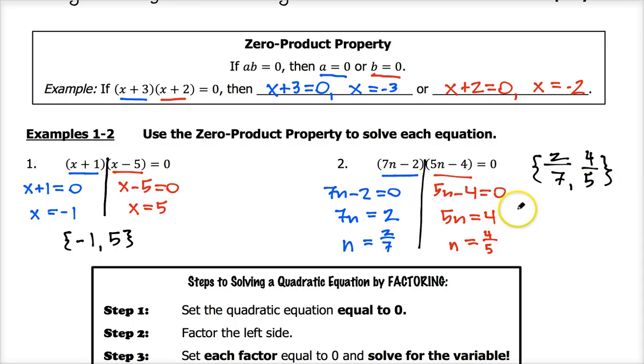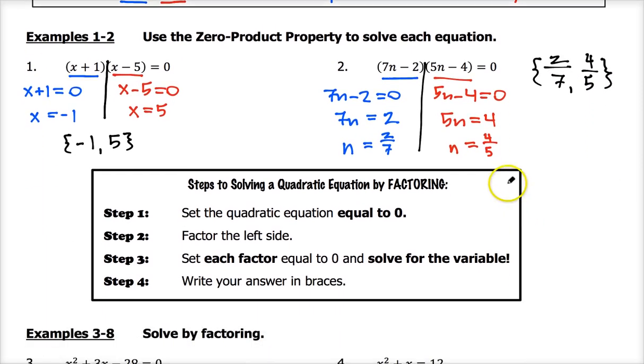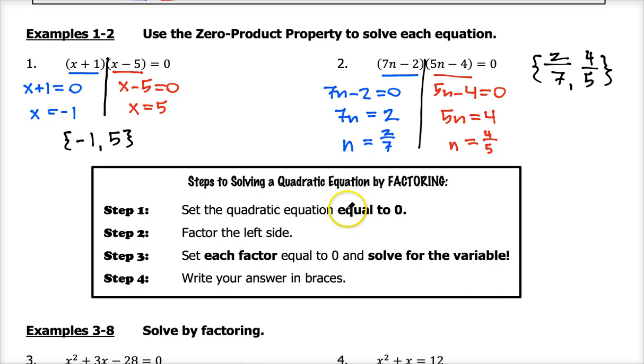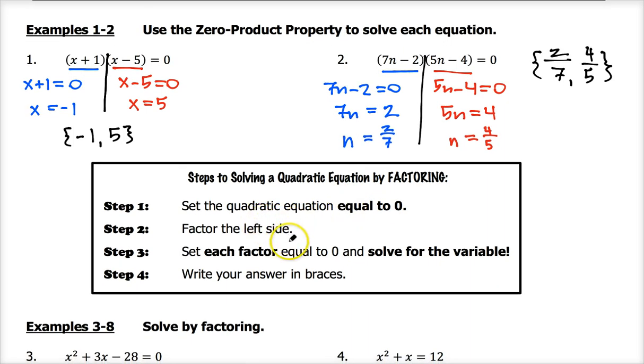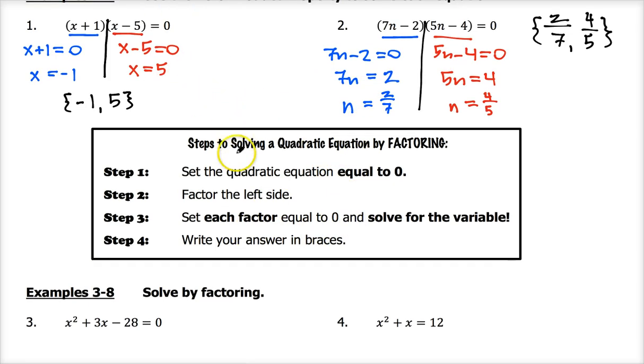So now let's apply those to actual equations that look more like the quadratics we've been working with. Here are the steps to solving a quadratic equation by factoring. Our first step is always going to be setting the equation equal to 0. Step 2 is going to be factoring the left side. Step 3 will set each factor equal to 0 and solve for the variable like we did up here. And then step 4 will write our answers, or our zeros, in braces.